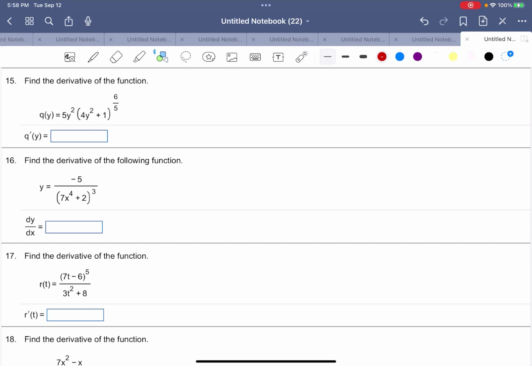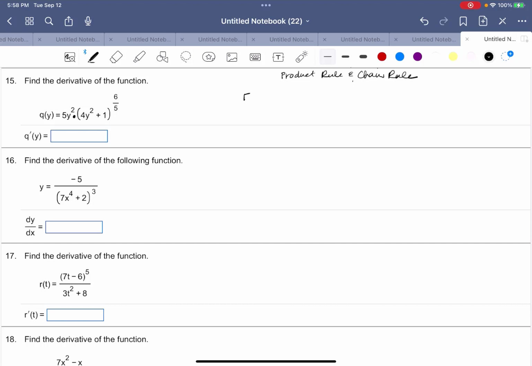Example number 15. Find the derivative of the function q of y equals 5y squared times quantity 4y squared plus 1, all raised to the 6/5 power. This is going to be a product rule and a chain rule. The product is because that's two functions, two expressions with y, multiplied times each other.